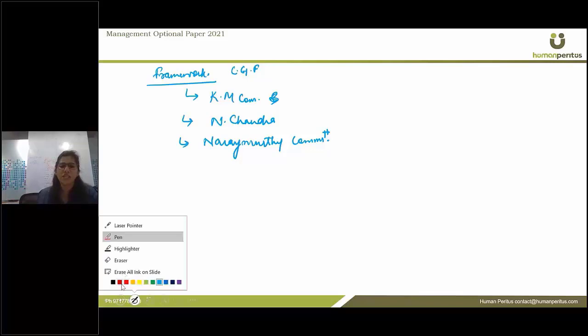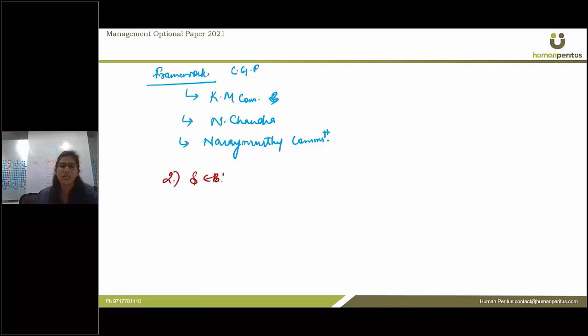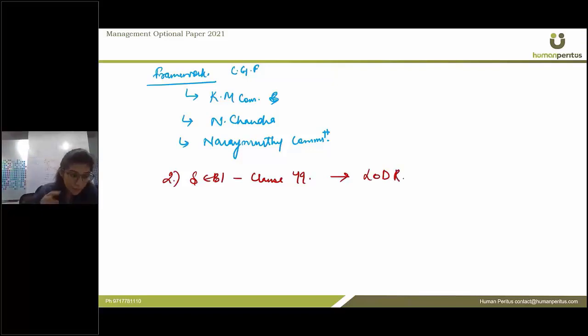You can next cite SEBI's Clause 49 of the listing agreement, which has now been shifted to the LODR, the Listing Obligations and Disclosure Requirements regulations. In this clause, various provisions have been made, such as specifying the minimum number of independent directors that should be appointed.